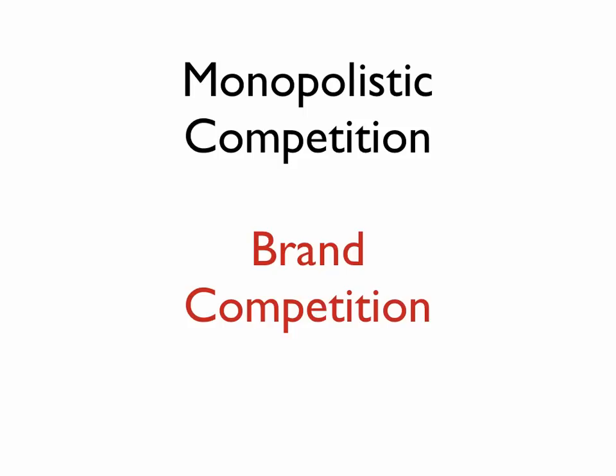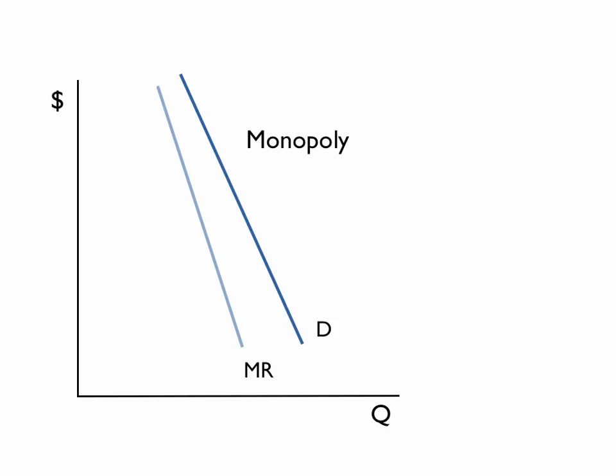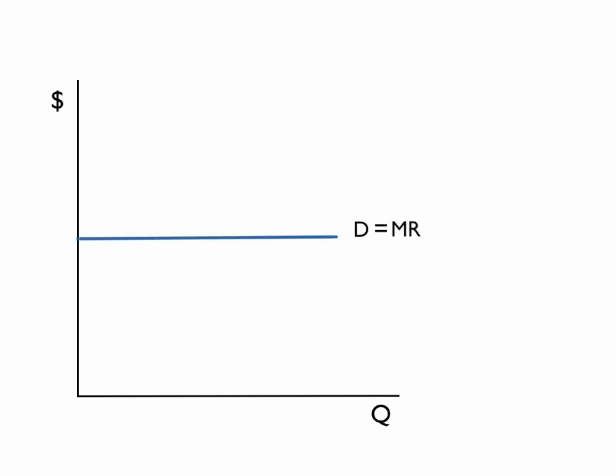Alright, in this video we want to talk about monopolistic competition, or brand competition. Recall that under a monopoly we have a demand curve and a marginal revenue curve that are fairly steep, but as we move to a perfectly competitive environment, that demand curve becomes flat along with the marginal revenue curve, and they merge. So when we think about monopolistic competition, we're really thinking about a dynamic where a firm begins as a monopoly and ends under perfect competition.